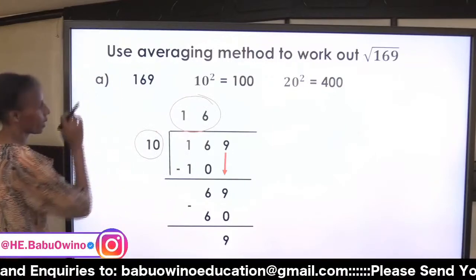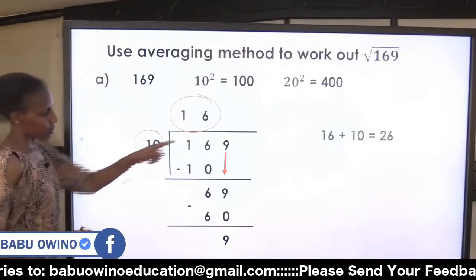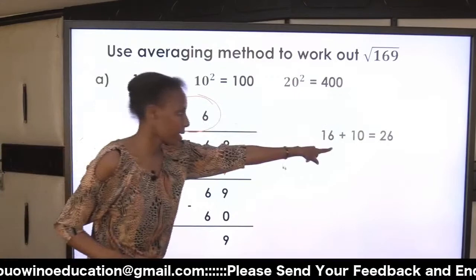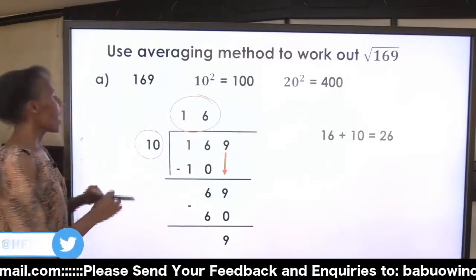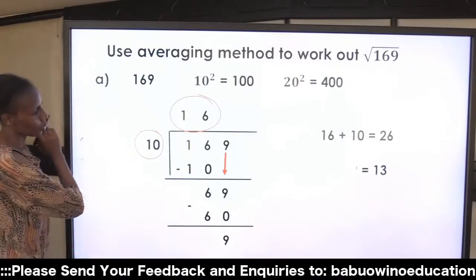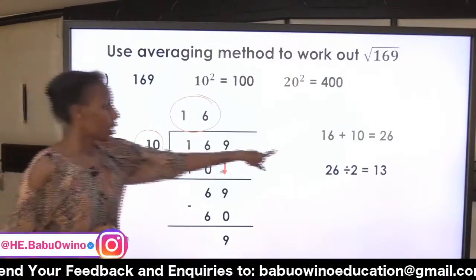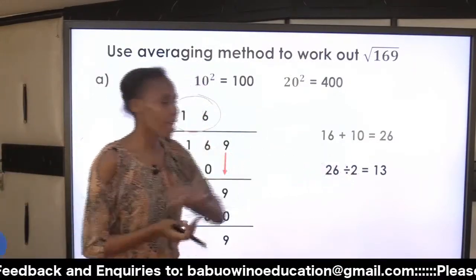All right? So I take 16 plus 10, I get 26. After I get 26, I divide by 2 because we have to get the average. 26 divided by 2 is 13.